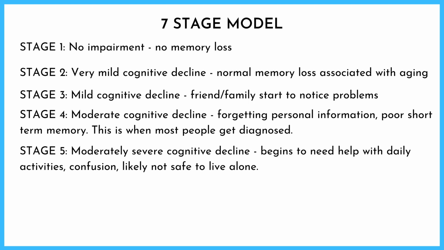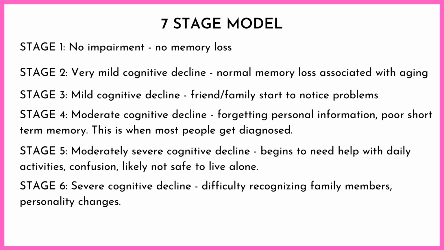Stage 5, moderately severe cognitive decline. This is where the person begins to need more help with daily activities like dressing and walking and cooking. There's usually some significant confusion or disorientation, and it's likely they're not going to be able to live alone safely.